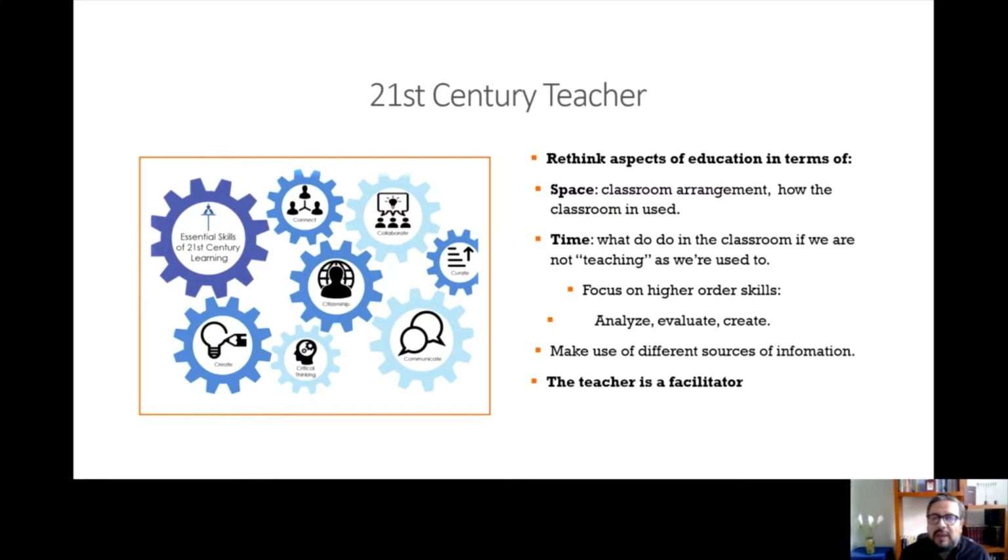We mentioned as well that we have to make use of different sources of information. So the teacher is not the provider anymore. We are not the source of knowledge anymore, so we have to think of different sources. And finally, we are facilitators. This is also very important. We are not just teachers anymore. We have to provide the strategies and opportunities for students in order to facilitate knowledge and learning in the classroom.